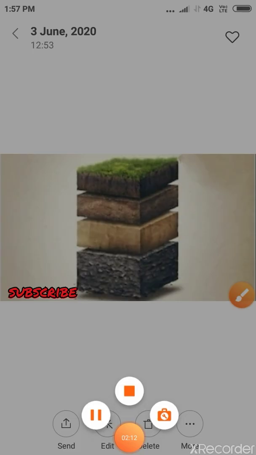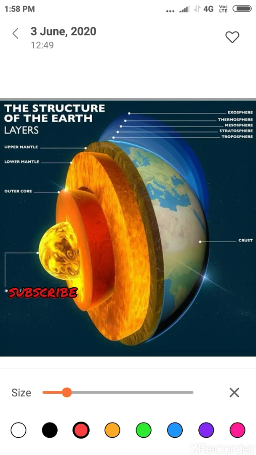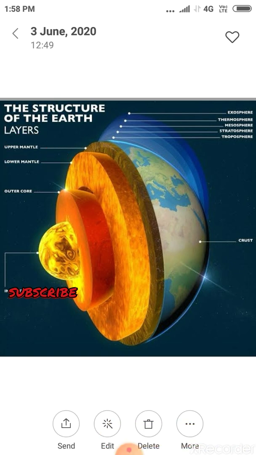Let us talk about the second layer. Second layer is the mantle, upper and lower. This layer extends up to a depth of 2900 km below the crust. So the next layer is the core.